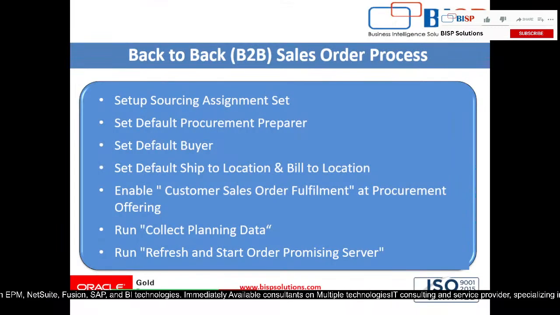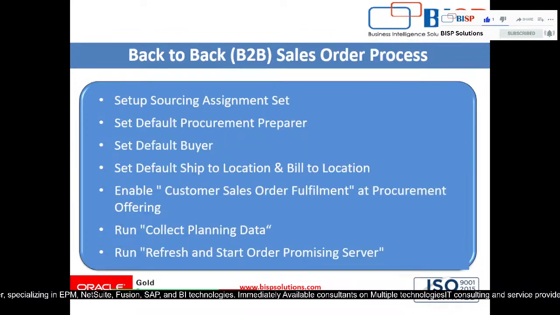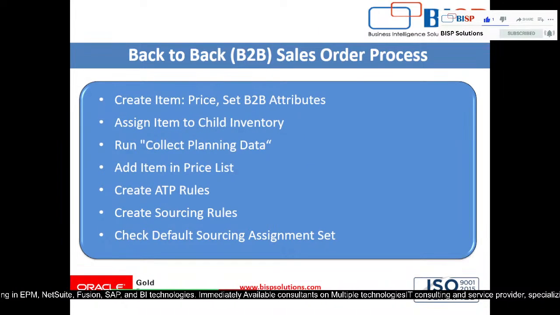So go to this one now. Run the collect planning data and refresh the order promising. We have already seen how to perform this task because this task takes like 15 to 20 minutes. After that, you can create the purchase agreement. You create the sales order, and based on the sales order, the system creates the purchase requisition and purchase order. After that, you create the receipt, check on hand quantity, perform the pick release, ship confirm, and we perform the auto invoicing task. So this is the P2P sales order process.